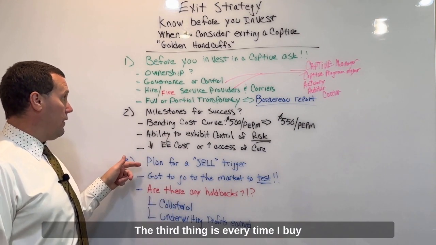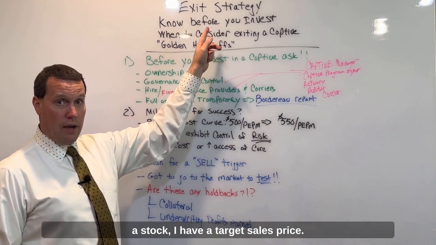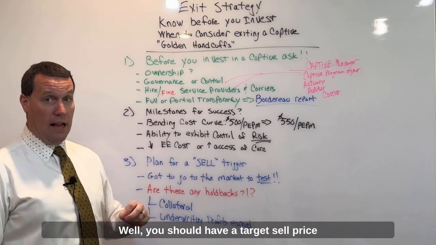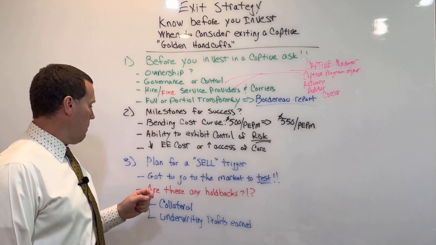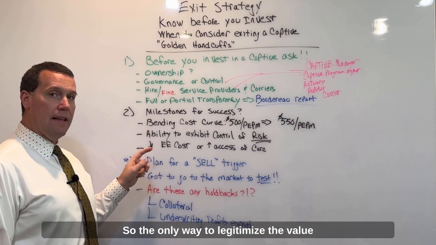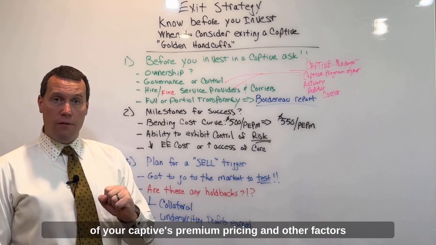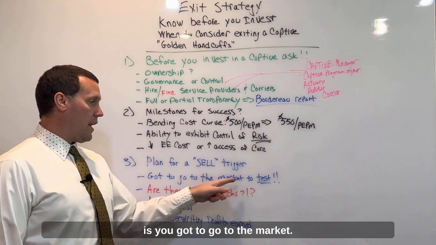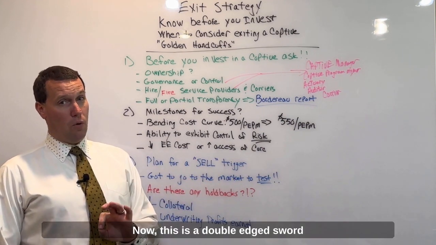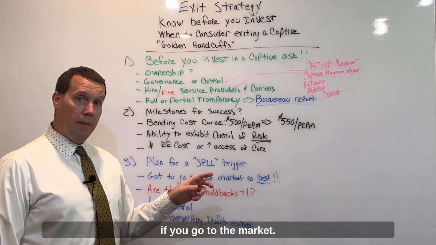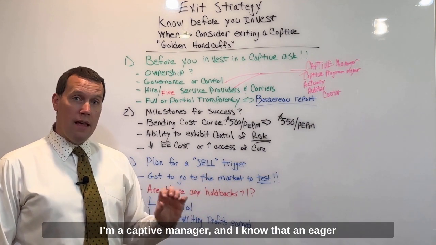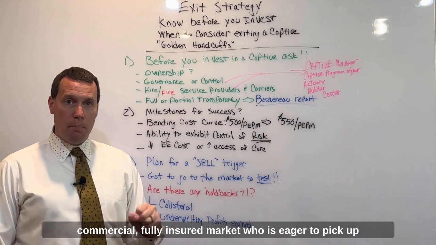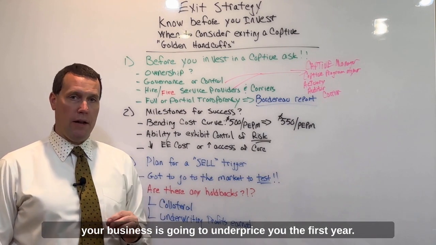The third thing is, every time I buy a stock, I have a target sales price. Well, you should have a target sell price when you're in a captive solution also. So the only way to legitimize the value of your captive's premium pricing and other factors is you've got to go to the market. Now, this is a double-edged sword. If you go to the market, I'm a captive manager, and I know that an eager commercial, fully insured market who is eager to pick up your business is going to underprice you the first year.